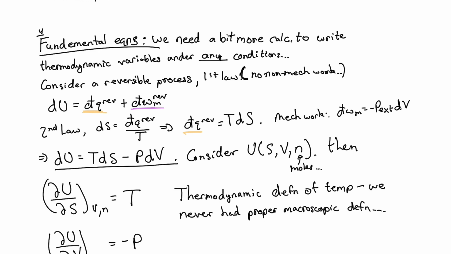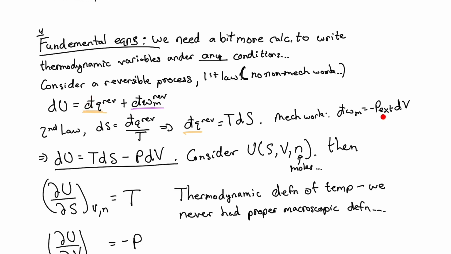So again, this will help us calculate our thermodynamic variables under any conditions. The trick here is that we consider a reversible process and do no non-mechanical work. If we apply the first law to that situation, we have dU is đq reversible plus đw mechanical reversible. And the really fundamental insight here is that if it's a reversible process, we have nice equations for each of these. dS is equal to đq rev over T, so đq rev is T times dS, which we can substitute in there.